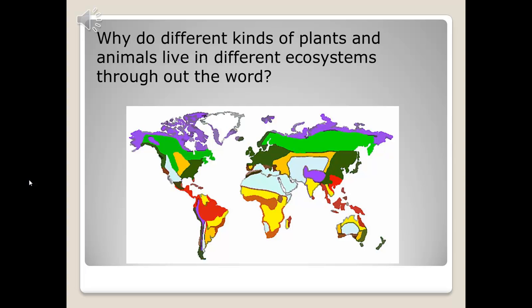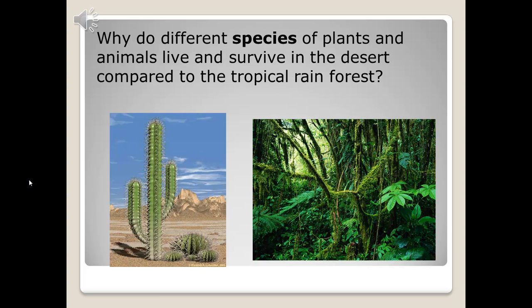Let's start with this question. Why do different kinds of plants and animals live in different ecosystems throughout the world? So why do different species of plants and animals live and survive, for example, in the desert compared to the tropical rainforest?